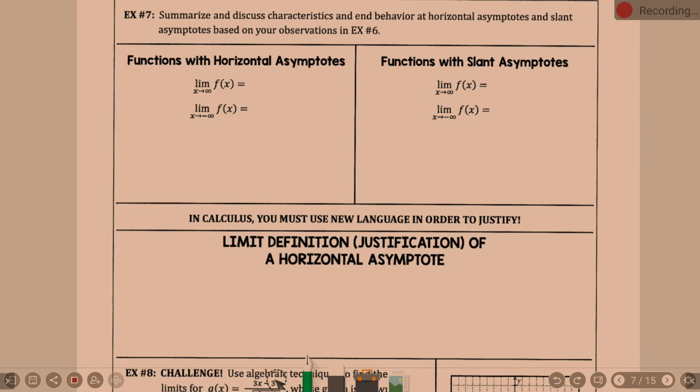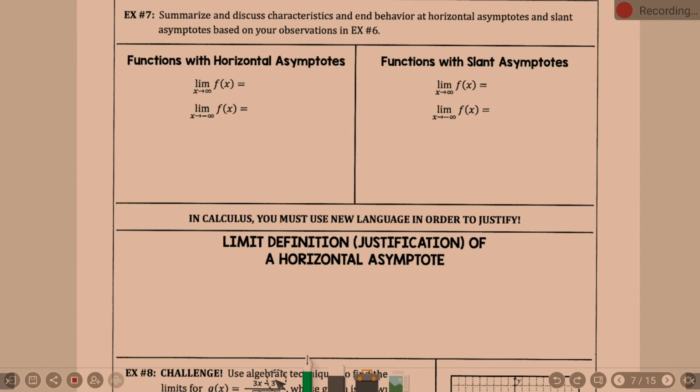Okay, summarize and discuss the characteristics and behavior at horizontal asymptotes and slant asymptotes based on your observations in example 6. Okay, functions with horizontal asymptotes. Your limit as x approaches infinity when there's a horizontal asymptote is going to be equal to what?